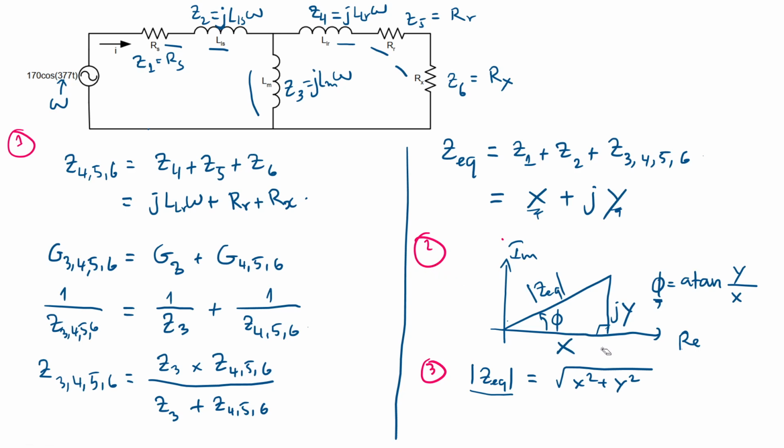So then you can go to step 2, draw the right triangle, and you get the real number X here and the imaginary number Y here. Then you can easily find the amplitude of Z equivalent.